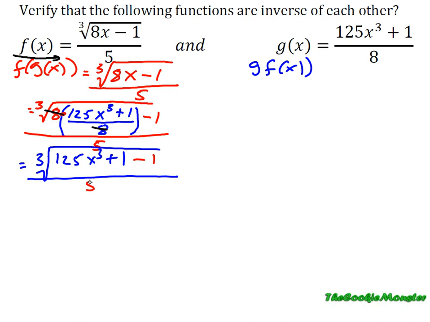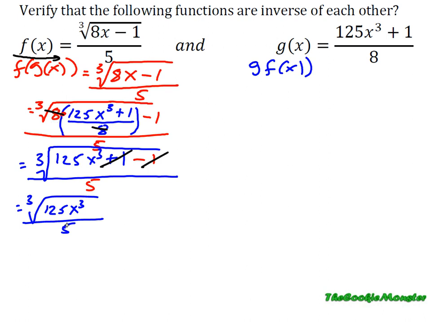Okay, because we cancel the 8s out, the parentheses are useless. You can just get rid of them. So now the plus 1 and the minus 1 should hopefully cancel out. So that leaves you with the cube root of 125x cubed divided by 5.